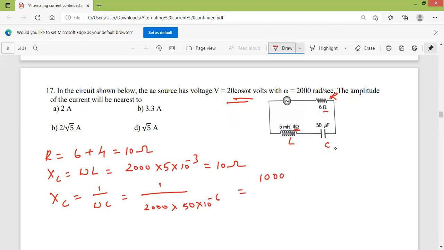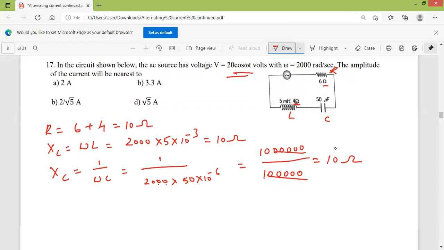So we can write it as 10 power 6, which is 1 followed by 6 zeros, divided by 5 twos are 10. 5 twos are 10 gives 5 zeros, and the remaining zeros are 1, 2, 3, 4. So it's 10 ohm. This is also 10 ohm. So Z becomes 10 ohm.